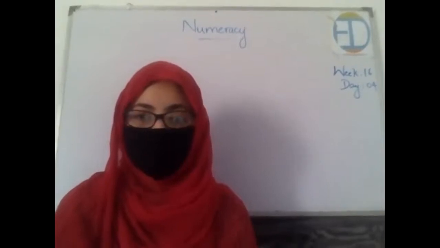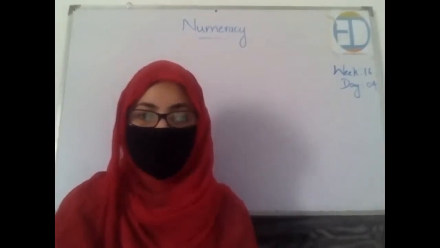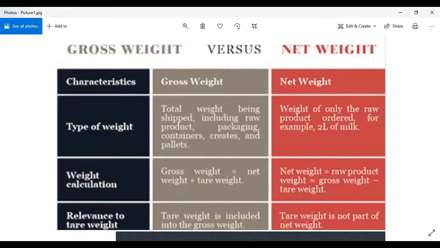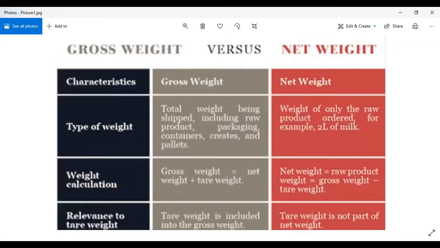Now I'm going to share the screen with you, and with the help of this picture, there is a description about what is gross weight and what is net weight. We will discuss this. So these are basically characteristics of gross weight and net weight. Let's look at the first one. Now the first one is gross weight. It says the total weight being shipped including the raw product, packaging, container, crates and pallets, everything.